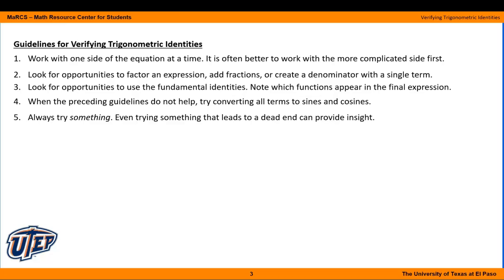Fourth, if you're stuck, try converting everything into sine and cosine. This is often the most reliable strategy because all trigonometric functions can ultimately be written in terms of sine and cosine. And finally, don't be afraid to experiment. Sometimes a path that doesn't seem to work still provides insight into what might work.